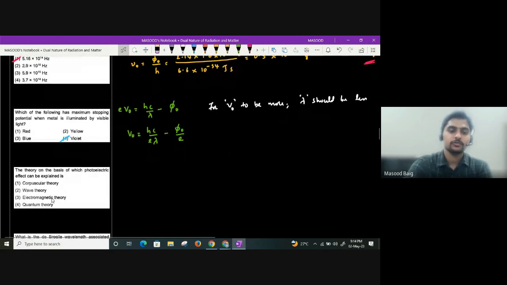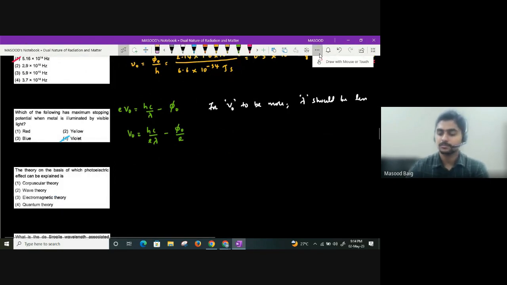The theory on which photoelectric effect can be explained. Which theory? Right. We have two theories, guys, again. One is wave theory, the other is particle theory. So based on quantum theory, we can consider.